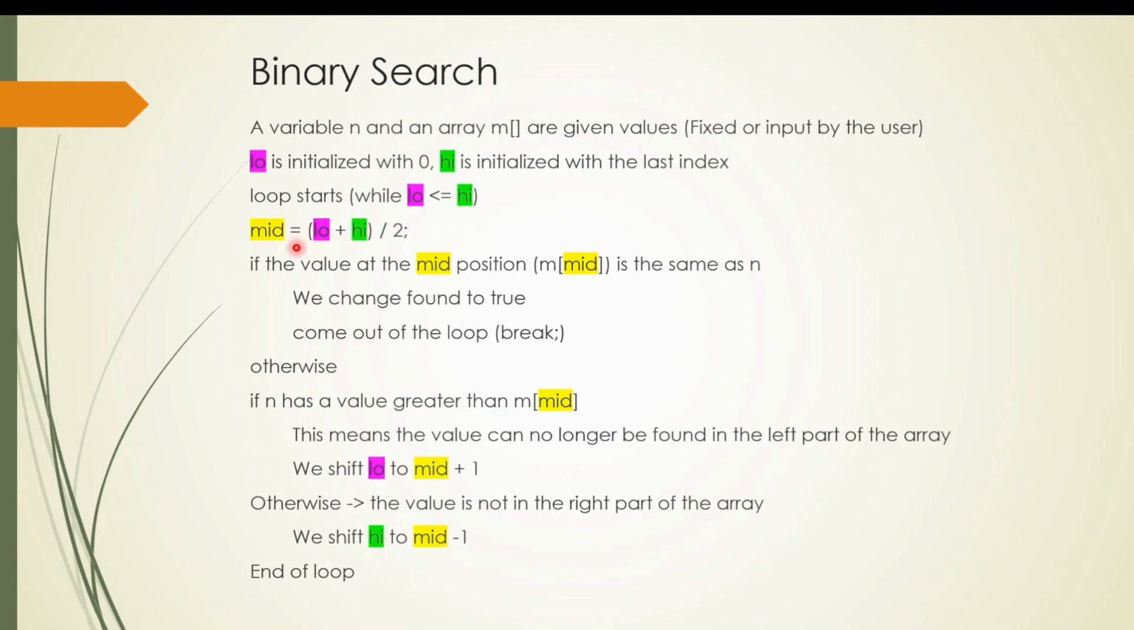A middle is calculated again. Now again it checks whether the middle position is the same as n, and if it is found, it comes out of the loop. Otherwise it checks whether n has a value greater than m[mid]. If it is greater, change low to mid plus 1, otherwise change high to mid minus 1, again end of the loop. Now when the loop finishes, we do exactly the same thing that we did in linear search. We check whether found is true. If found has a true value, we say yes, it was successful. Otherwise, we say no, it was not successful.